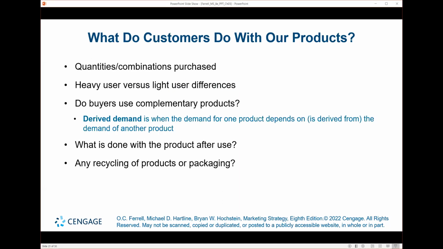The next is, what do they do with our products? Not just quantities, but combinations. How do they use them? And this is also important to understand derived demands. Usually one product might depend on the demand of another. And so this is a valued piece of information as well.